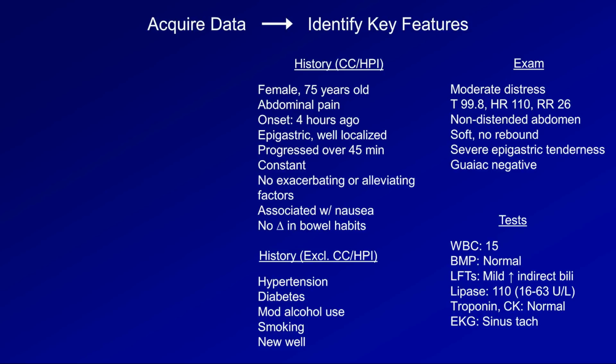a newly drilled well. On exam, she is in moderate distress. She has a borderline temperature, tachycardia and tachypnea. She has a non-distended abdomen that was soft with no rebound, severe epigastric tenderness, and guaiac negative. The key test results are a white blood cell count of 15, normal basic metabolic panel, mildly increased indirect bilirubin, modestly elevated lipase, normal troponin and CK, and an EKG with only sinus tachycardia.